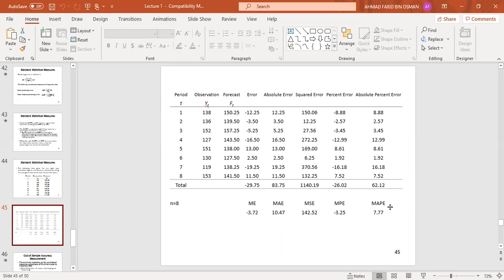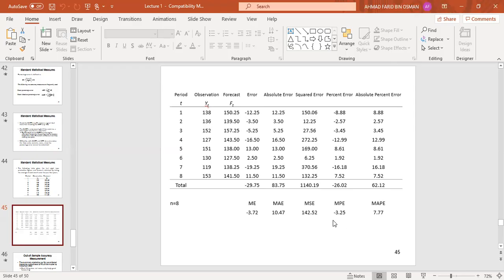If you are comparing two different models, you have one model and then another model, and you can compute the same accuracy measures for both. For the mean error and mean percent error, in order to determine which model produces better forecasts, we select the model that produces the value of ME and MPE that is closer to 0.